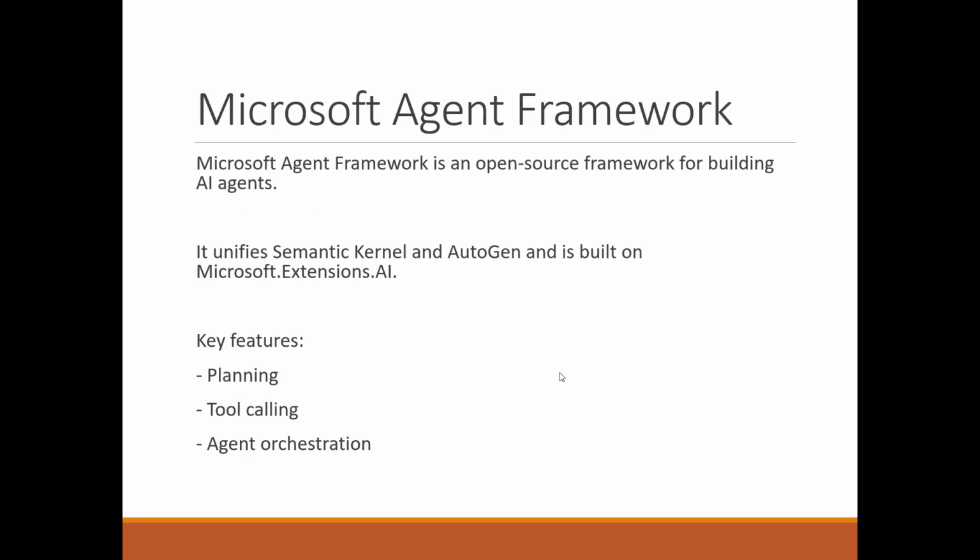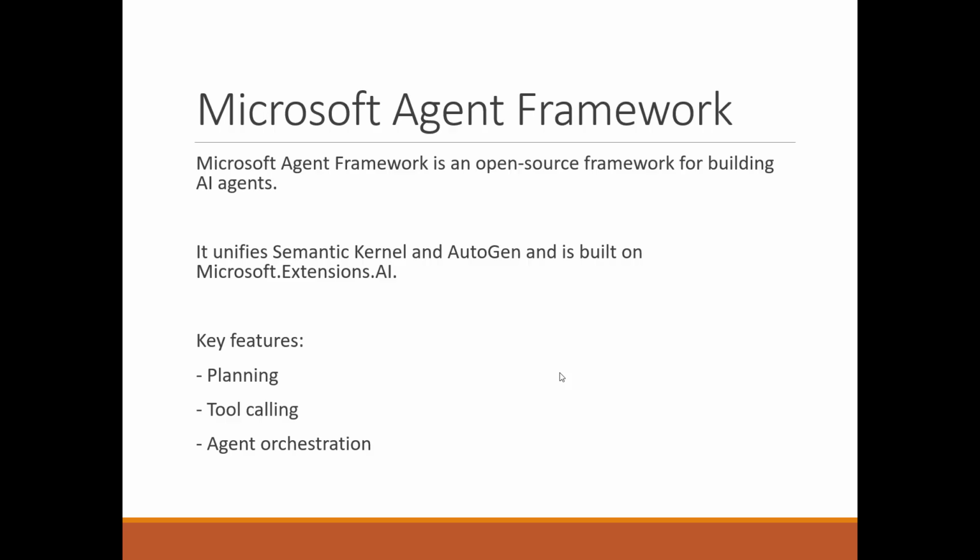Microsoft Agent Framework is an open source framework, I would say. Everyone can use it, but it has some limitations. It has some tiers and plans available, including a free plan as well as multiple paid plans. It unifies Semantic Kernel and AutoGen and is built on Microsoft.Extensions.AI. Microsoft.Extensions.AI is the main NuGet package from which ABP.io is abstracted.